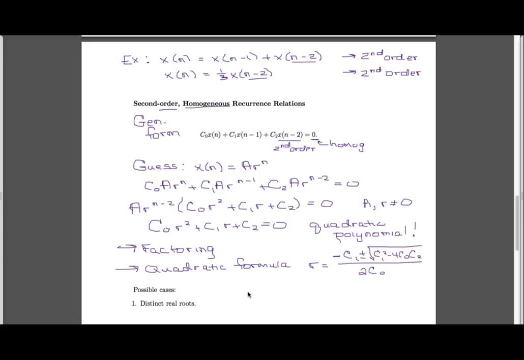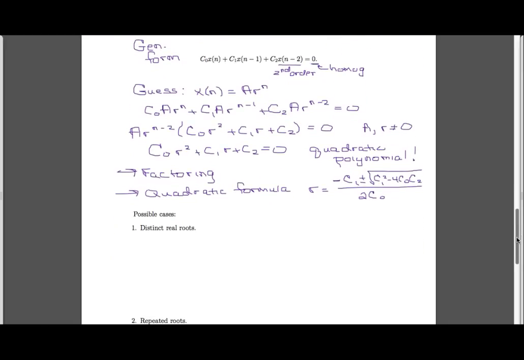Okay, so as you know, when a quadratic polynomial is solved, you have essentially two roots of the polynomial, right? But there are a few different ways that those two roots can show up. One possible case is that you've got distinct real roots, right? So you've got roots that look different, but they're both real numbers. We'll say that one of them is called R1 and the other one is called R2.